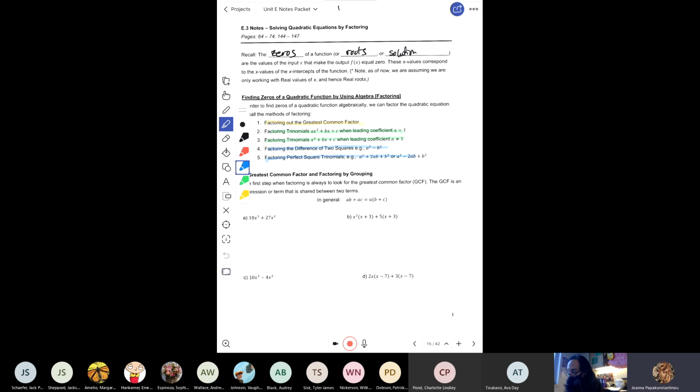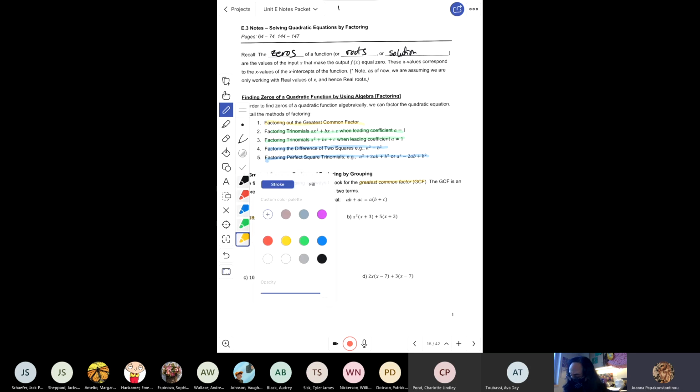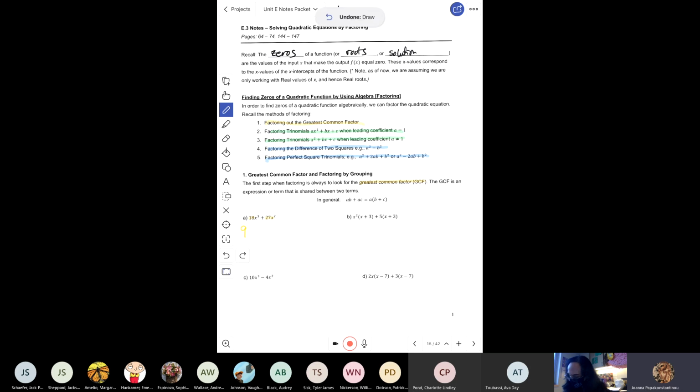So let's just review these. These should be familiar to you from Algebra 1, but just in case they're not, let's go through these methods. So the first step is to always look for a greatest common factor. If I'm looking for a greatest common factor, let's look at example one. What is the most I can divide out of each of these two terms? Okay, so you're saying a 9. And then what about with respect to the x? What's the largest power of x I can factor out? X squared. It's always the smallest, right? Because you can't take more out than what you have.